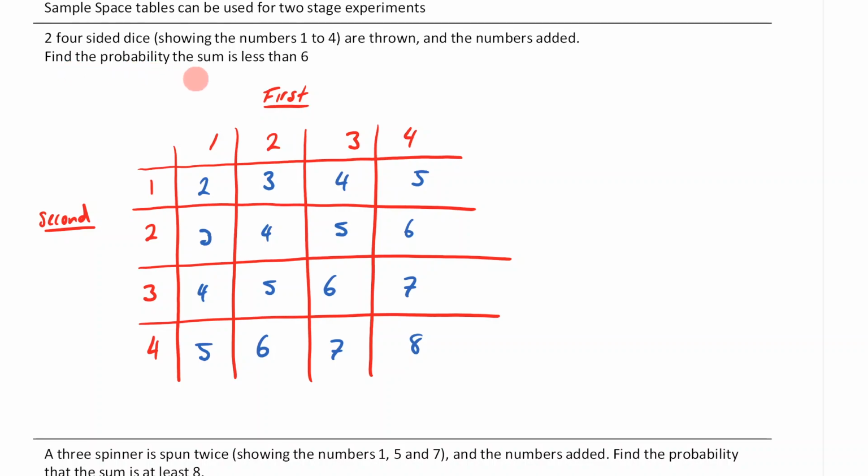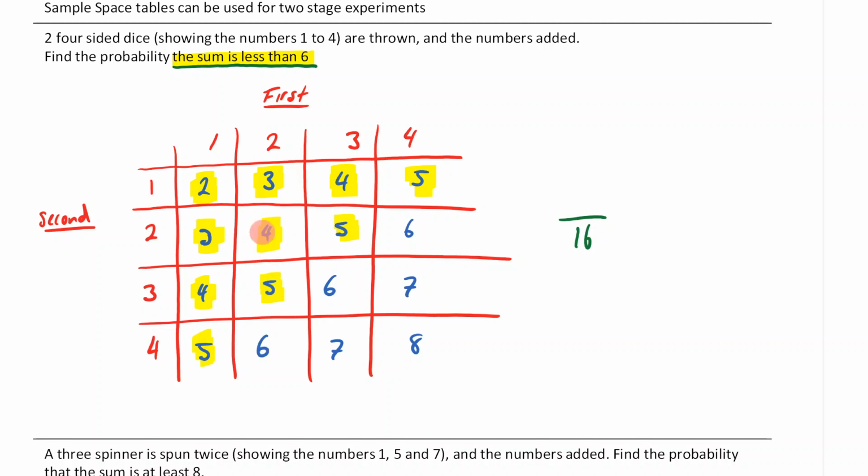It's asking us to find the probability that the sum is less than 6. So we know that for our denominator, it's just going to be all possible outcomes. In this case, it's just going to be 4 by 4, which is 16. And then to figure out the numerator, we're going to see what is less than 6. Now, this is the important part. Is 6 included here? Well, no, because 6 isn't less than 6. So we're going to go 2, 3, 4, 5, 3, 4, 5, 4, 5, and 5. We don't include 6 because 6 is not less than 6.